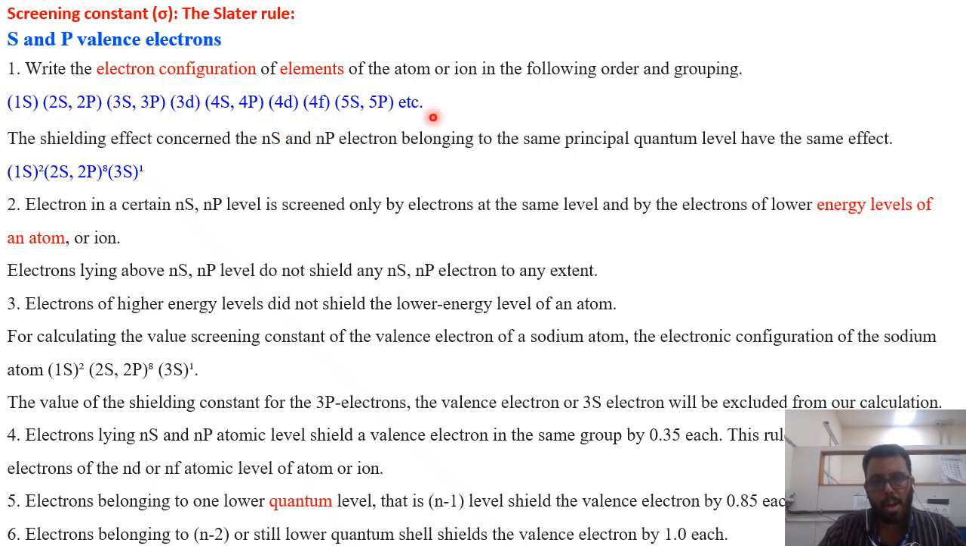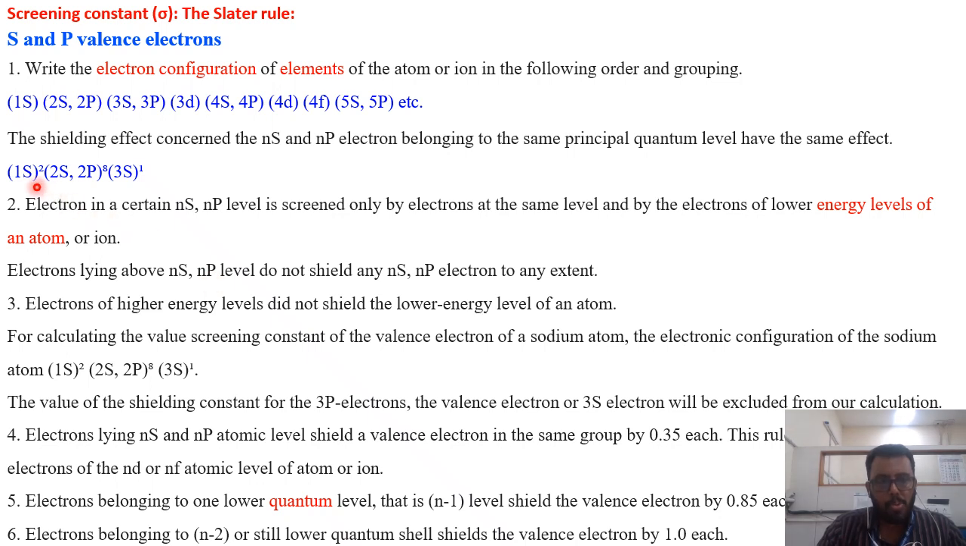So this follows the Aufbau principle, as you know. And the maximum number of electrons in an s orbital is 2, in a p orbital is 6, and in a d orbital is 10. That you also know. So when you write a shell like 1s, you write it within the bracket. When both are in the same shell or same level, you can put both within the bracket, like 2s 2p, 3s 3p, and so on.